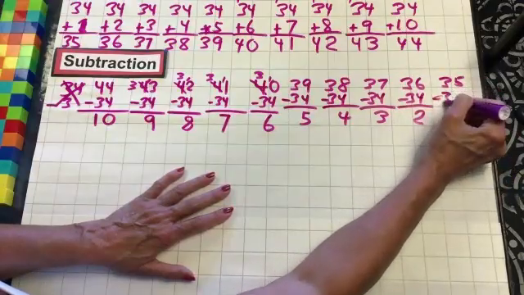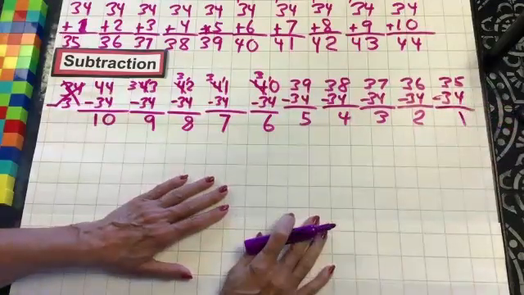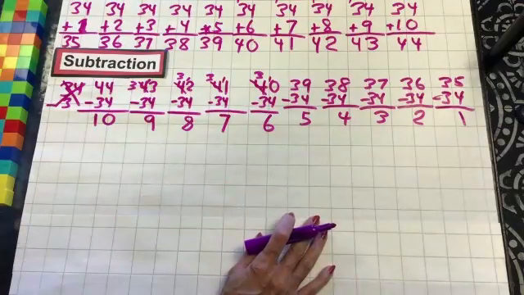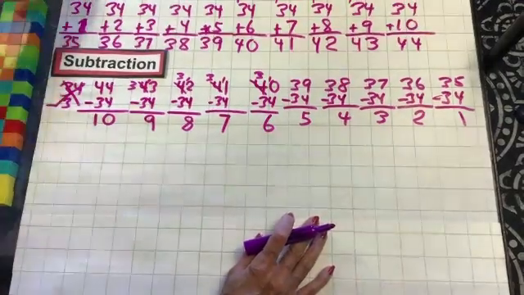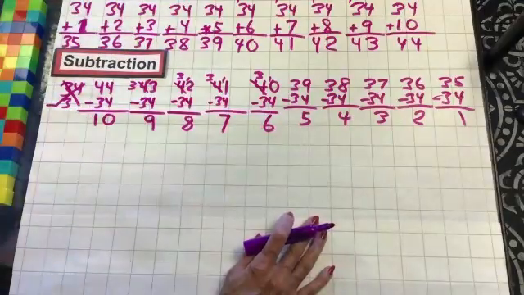35 minus 34. 5 minus 4 is 1. 3 minus 3 is nothing. So there's our subtraction. We're stacking everything today. And let's move on to our next category.